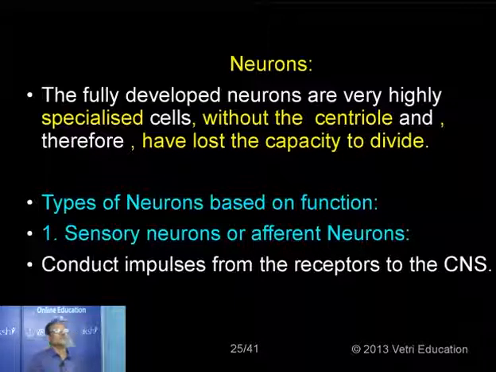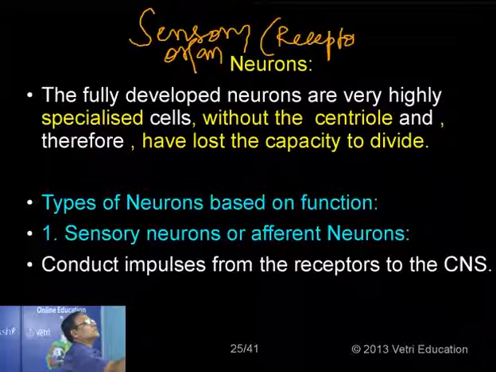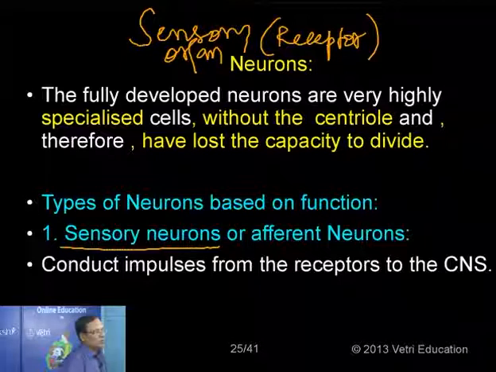Now we can classify the nerve cells based on certain criteria. The first one is types of neurons based on function. There are three different types of neurons based on function. One type of neuron is called the sensory neuron, which carries information from the sensory organ, also called the receptor. So the first neuron is called a sensory neuron. It carries information from the receptor to the brain.